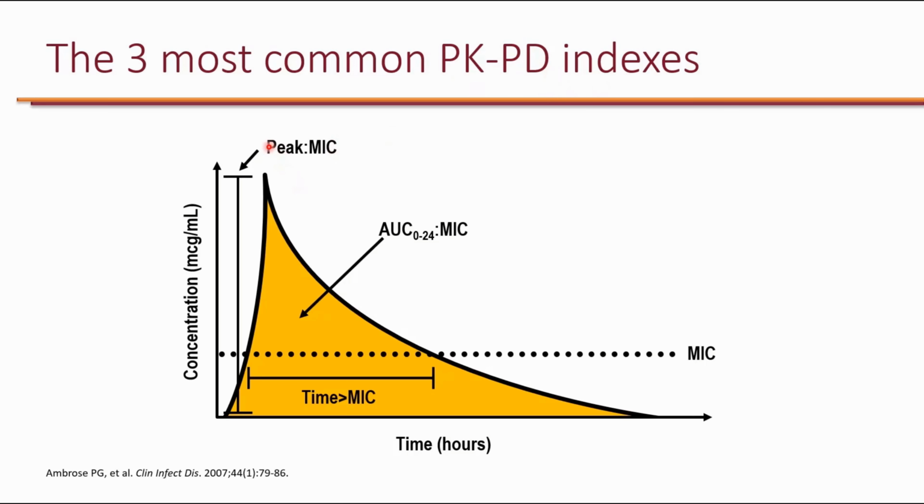We can combine these pharmacokinetic parameters with MIC to get PK/PD indices. So the three commonly used are the peak to MIC ratio, the AUC to MIC ratio, or the time above MIC. So when the concentration goes above this MIC concentration, it will go above and then eventually will go down and then go below the MIC.